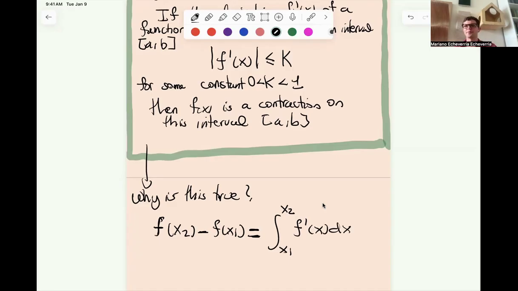So it's useful to think for a second why this would be true, right? That's just what the fundamental theorem of calculus says. Because what's the integral of f prime? It's an antiderivative, so the integral of f prime is just f, and this is a definite integral. So you just evaluate it at the endpoints, and you get f of x2 minus f of x1. Is that making sense? So this is the fundamental theorem of calculus.